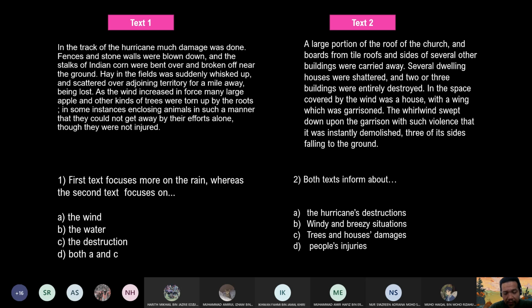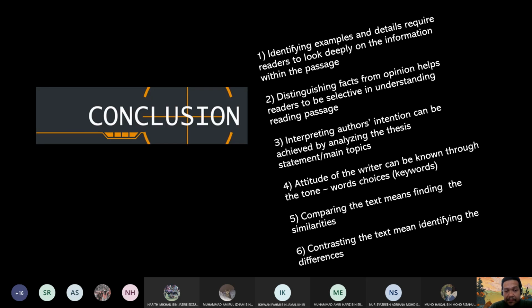Alright, windy and breezy situation, of course salah lah. Trees and houses damages, dia sebut secara umum, dia tak sebut secara detail some of the text. So the best is actually hurricane destruction. Okay, the conclusion today. Kenapa tak keluar? Keluar dekat you punya ada keluar tak? We only see the conclusion, that's it, sir. The word conclusion, that's it.